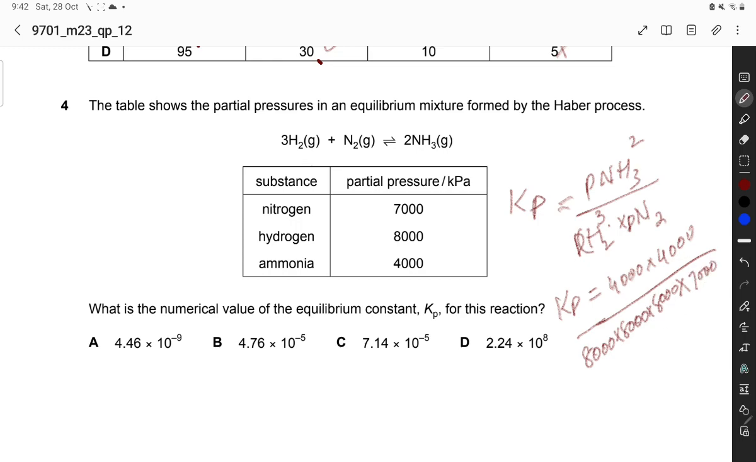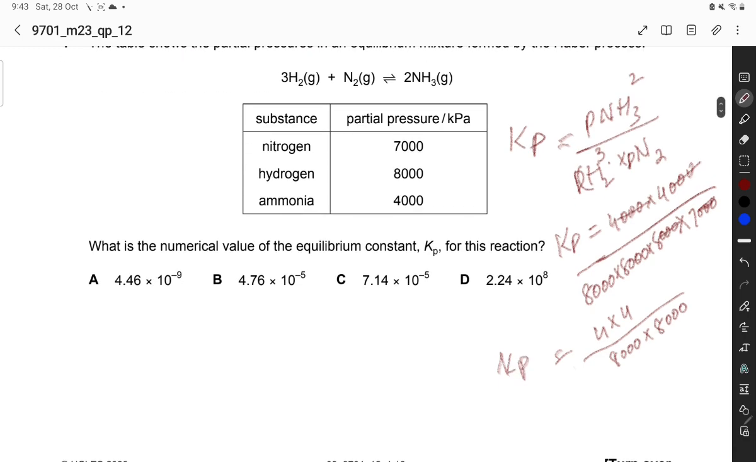7,000. So we cancel out, and now 4 into 4 divided by 8,000 into 8,000. By calculating, the A option is correct.